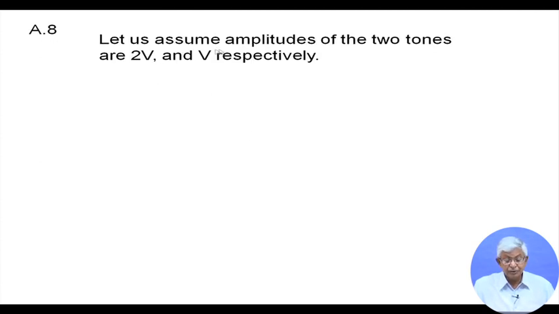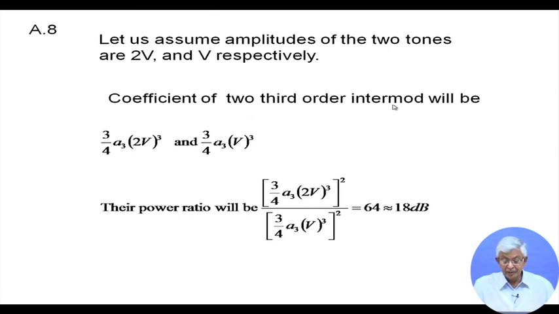Calculation is very simple. You have to get the third order component. Let us assume the amplitudes of the two tones are 2V and V, 2:1. So, the coefficients of the two third order intermods will be 3/4 A3 (2V)^2 V and 3/4 A3 V^2 (2V)... that is, 3/4 A3 (2V)^3 and 3/4 A3 V^3. So, the power ratio will be the square of these two, with the larger one taken in the numerator for maximum to minimum. Since all other components cancel, you will get a number 64, which is equal to 18 dB, and which meets option C. Next question.